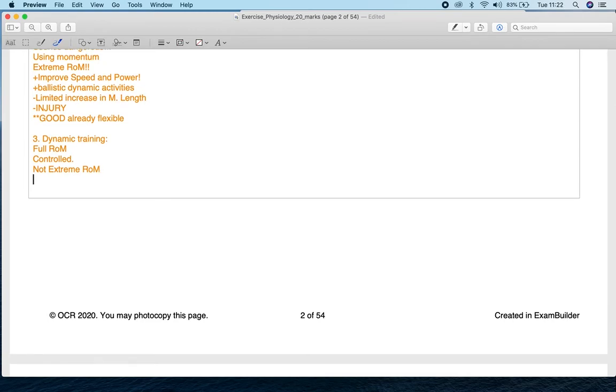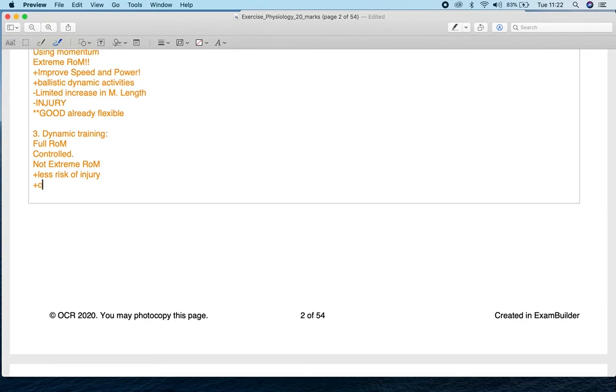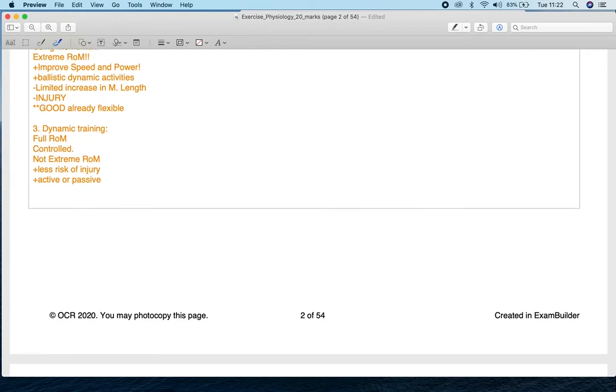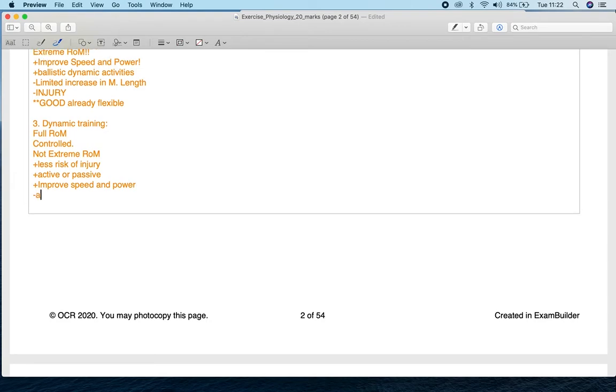Okay, positives: less risk of injury. You can do this active or passive, so you can do it on your own or with a partner. And it does improve speed and power. So naturally, you would probably put this at the beginning of a session, because it can help to improve your dynamic flexibility and that speed and power that you need for a football game or a rugby game or something like that.